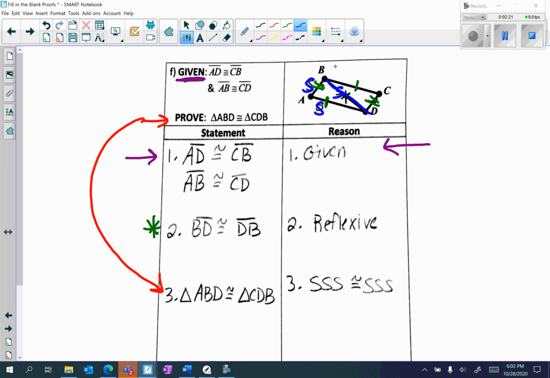Again, start with your givens, mark up your diagram, write your proof statement last, and use either the reflexive or vertical property second. Based on the diagram, determine what method you should be using. In this case, it was side, side, side.